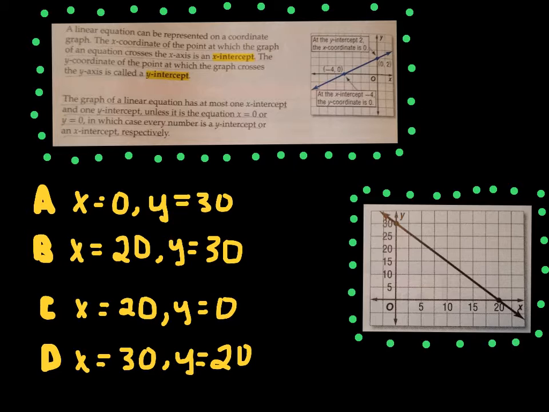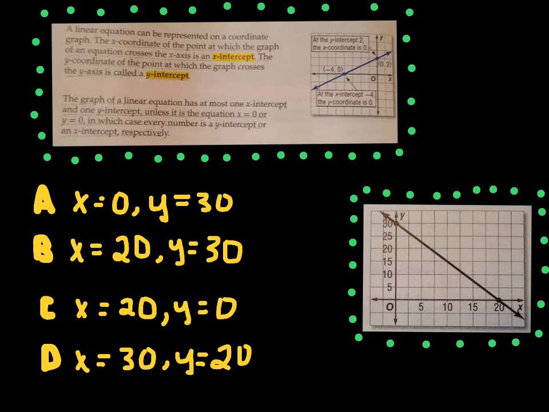Okay, so this 4 right here says at the x-intercept negative 4, the y-coordinate is 0 because it's on the line of x, but it didn't go down, so it's 0. And then up here, at the y-intercept 2, the x-coordinate is 0 because it's on the y, so 2, but it never went this way, so it's 0.